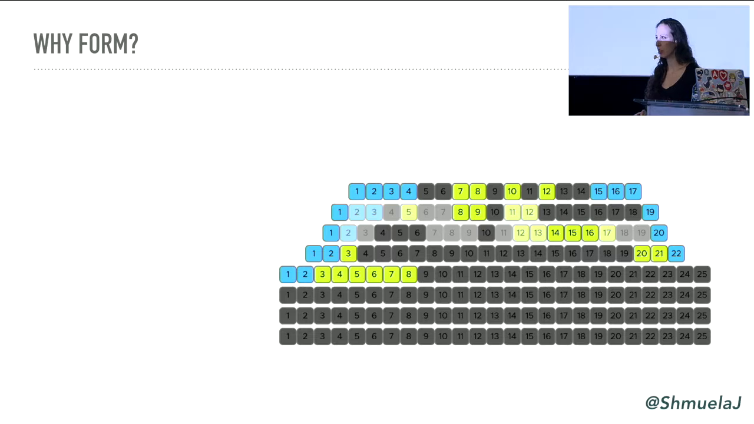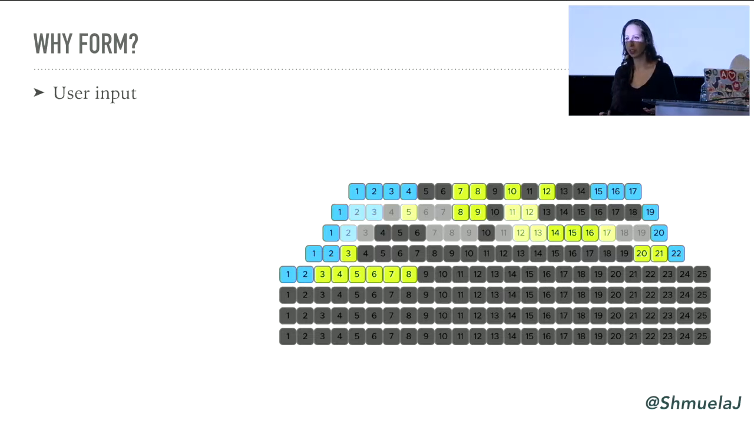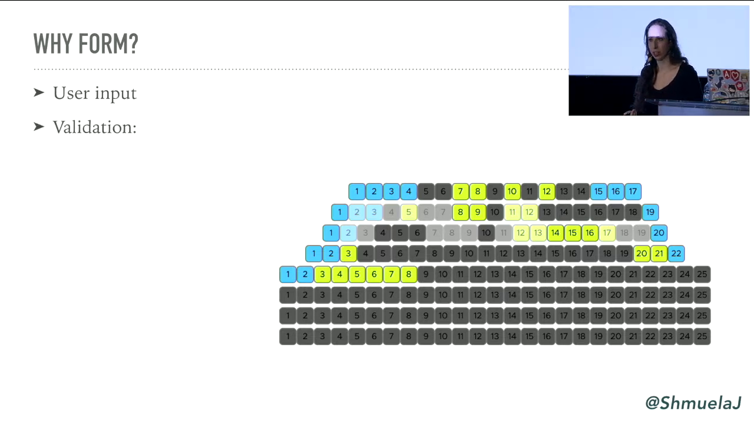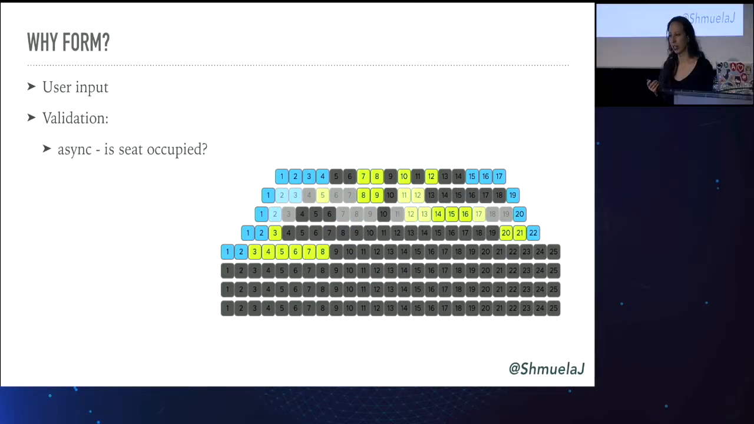So why do I use a form here? Where is the form? Well, there is user input. Wherever the user selects, it's user input, like checkboxes. We have validation, the asynchronous validation, and we can add more validations. For example, whether the user has selected adjacent seats, or whether there is a remaining gap between the seats in one row, which is not okay.